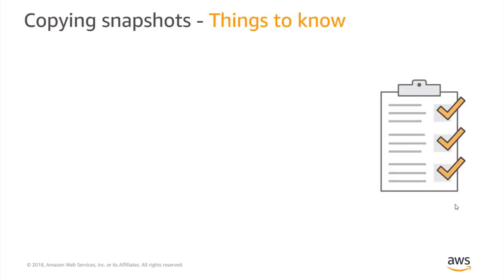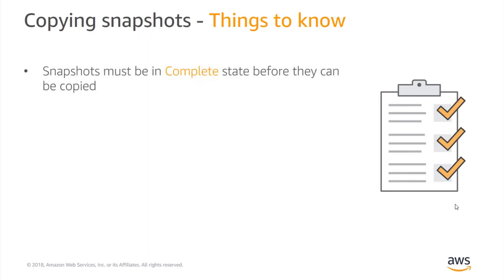Now, in addition to encrypting EBS snapshots, EBS also gives you the ability to copy snapshots, both within the same region and across regions. Here are a few things to remember when copying snapshots. First, snapshots must be in the complete state before they can be copied. If you have a large volume with lots of changes since the previous snapshot, it may take several hours or more to complete taking the snapshot.